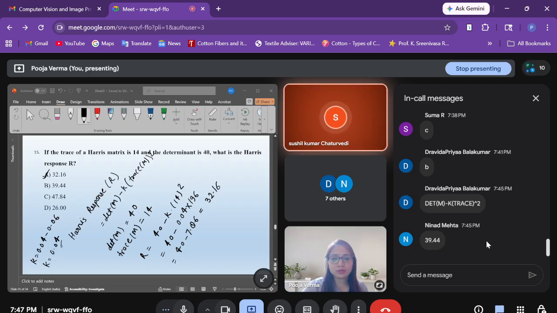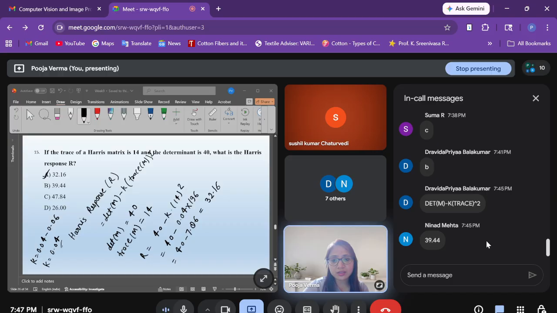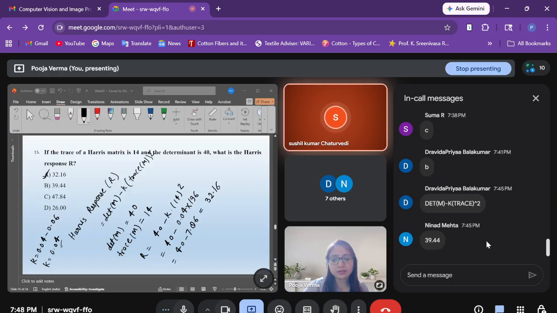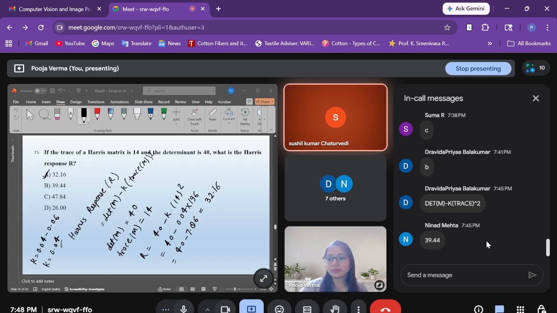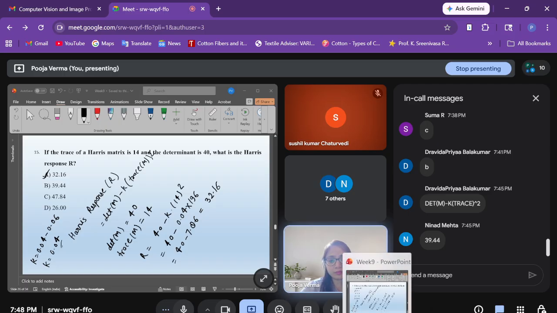This value of K is defined in all conditions, in all the questions, all types of questions. You can just check, in most of the cases the K value will be given to you in the question. So is it fine to all of you?